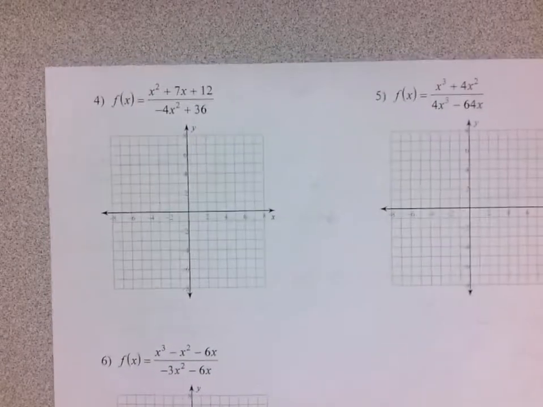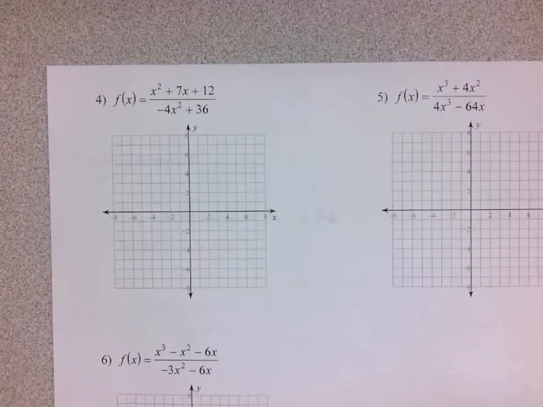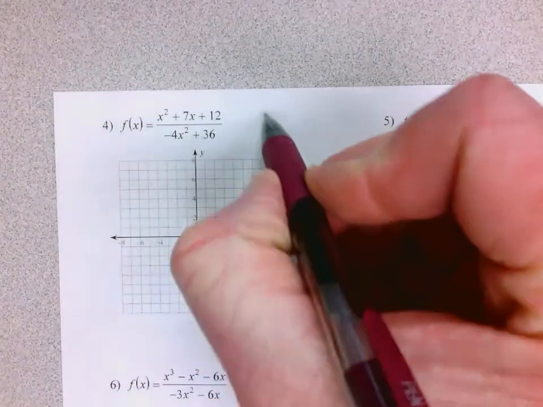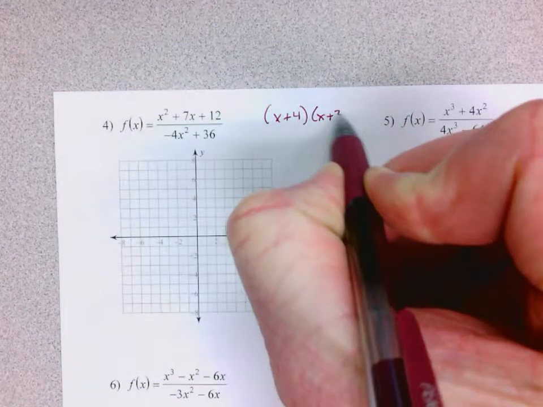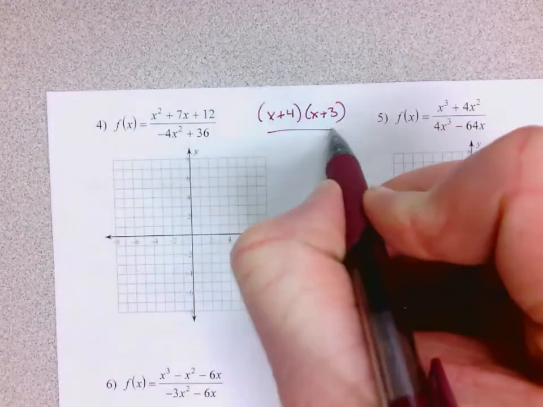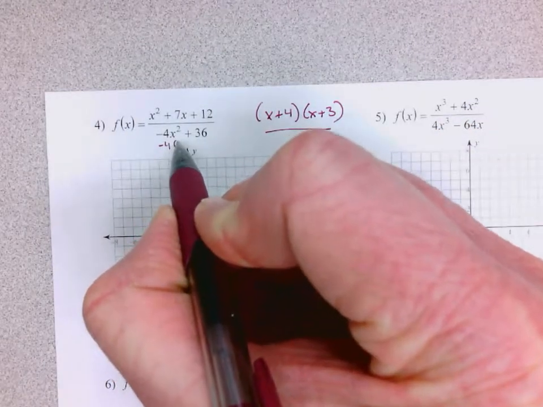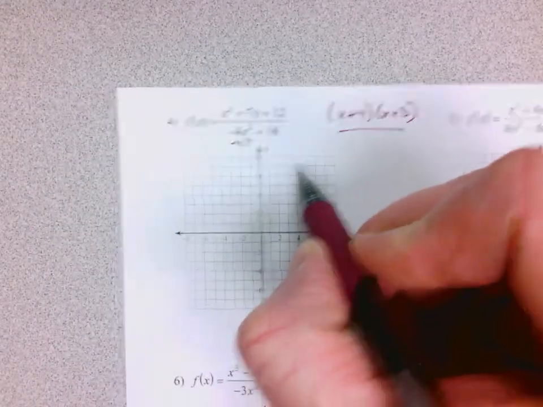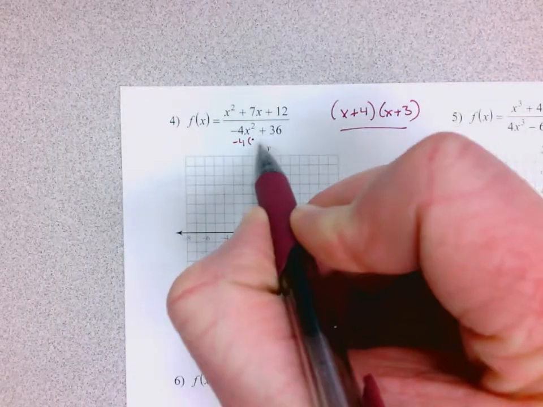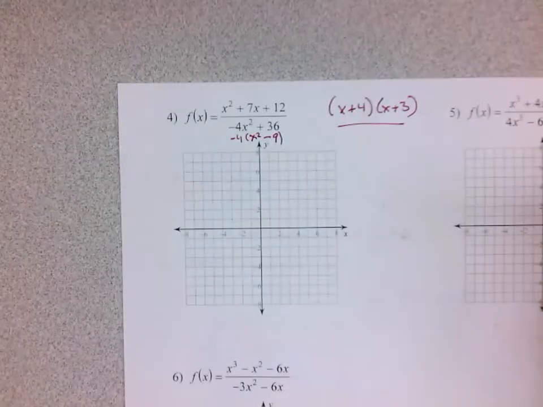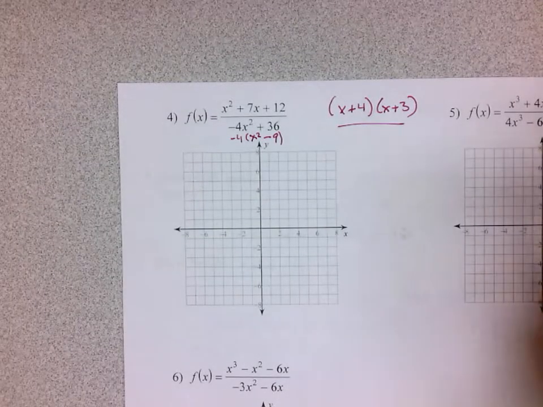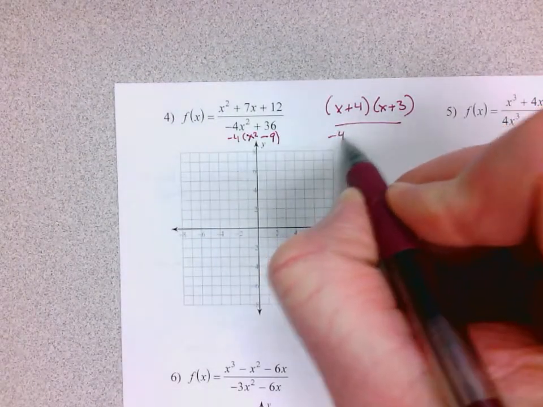Notes page on rational functions. So first step is factor everything. And I'm going to take out a -4, we get x squared minus 9. So I have -4, x minus 3, x plus 3.